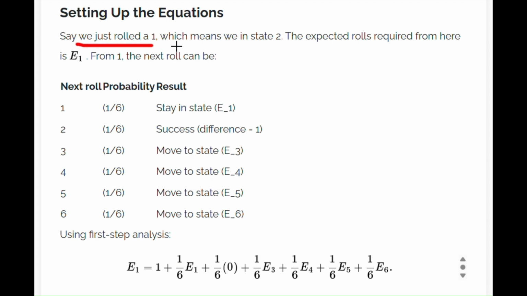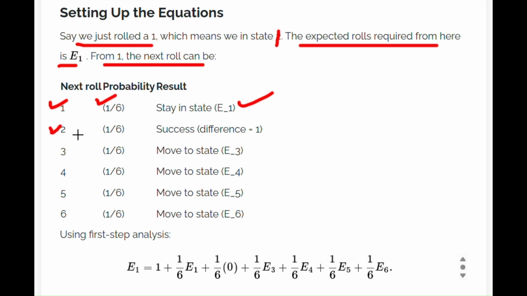So let's say we just rolled a 1. We just rolled a 1, so this should say state 1 actually. The expected rolls required from here is E1. Now from 1, the next roll can be either 1 with probability 1 by 6, and we stay in state 1. We roll a 2 with probability 1 by 6, and this gives us a success because the difference between this roll and the previous roll is 1. We roll 3 with probability 1 by 6, move to state 3, and E3 is the number of rolls required from here onwards.